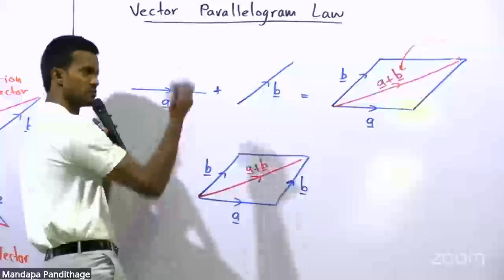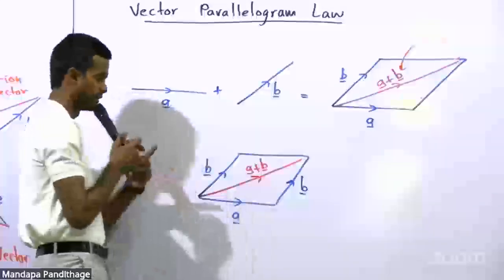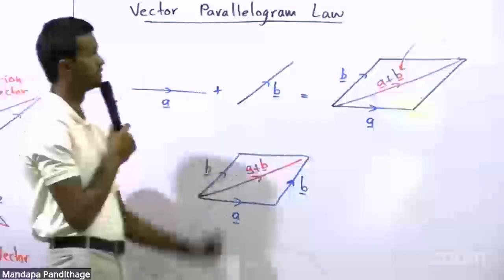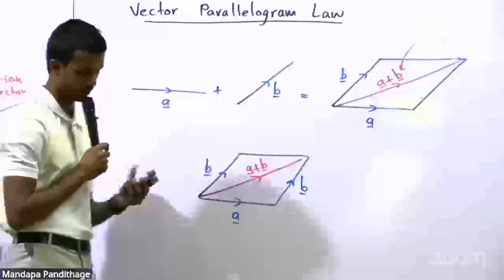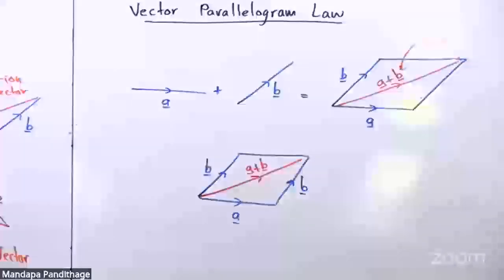So what is inside this one? It's even the triangle law. But we are not going to mention that one. So this is the vector parallelogram law. Okay, write in this way, in quoted commas.